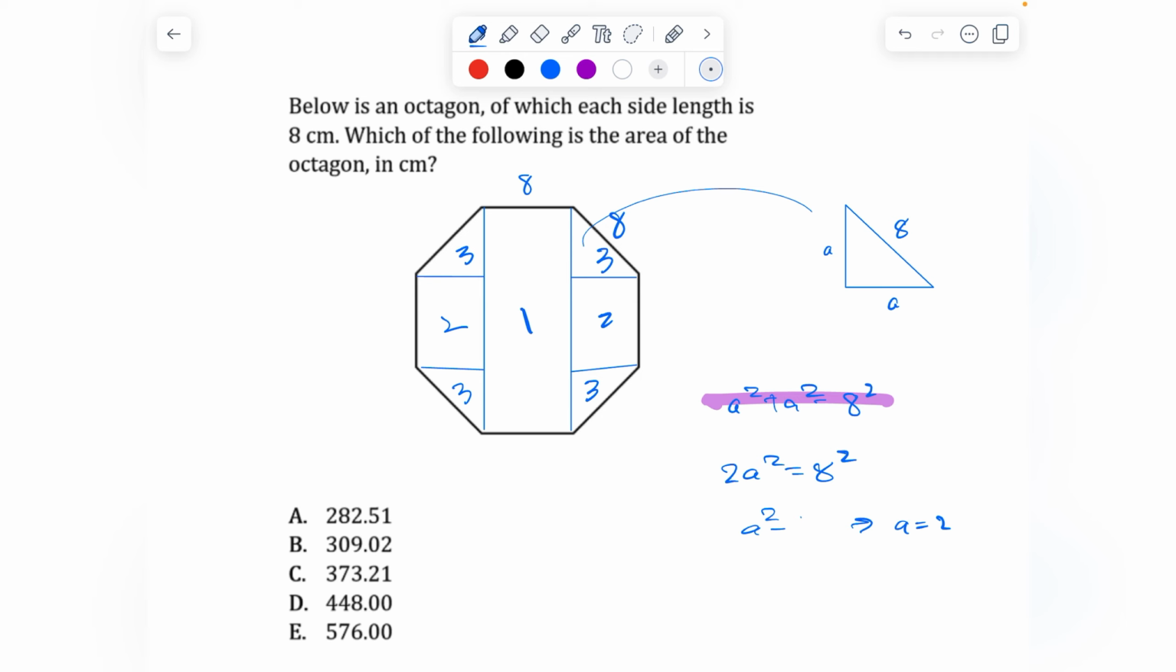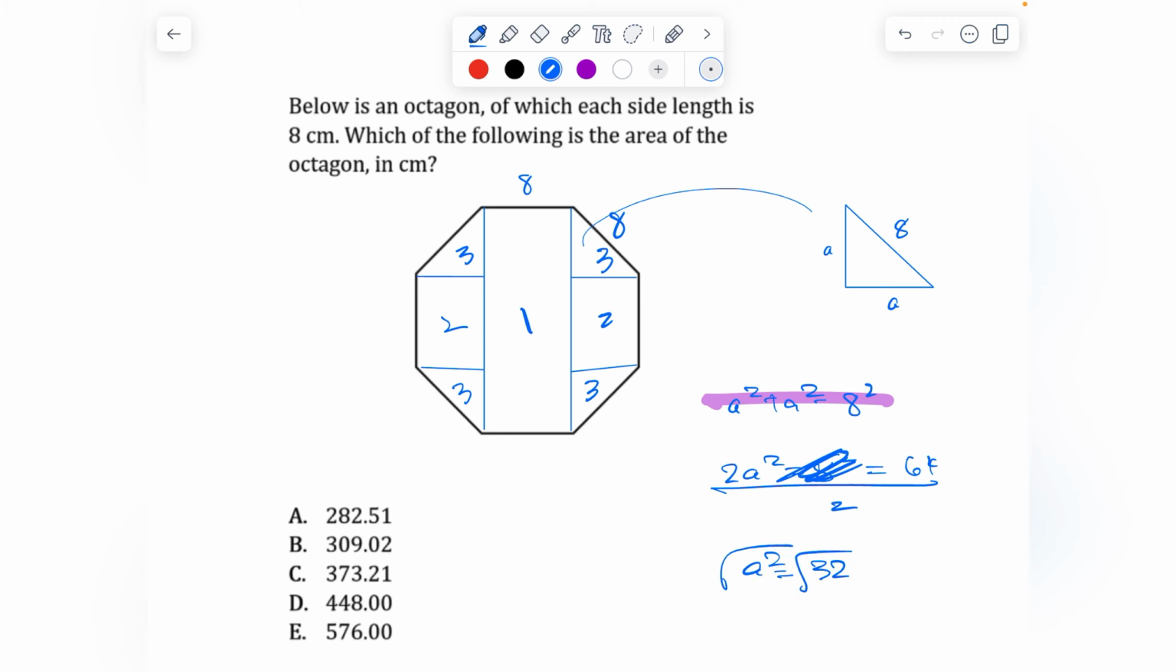Right? A squared plus b squared equals c squared. So I just made b equal to a. A squared plus a squared equals 8 squared. Now, 8 squared is equal to 64, right? So 2a squared equals 64. Divide by 2, and a squared is equal to 32.